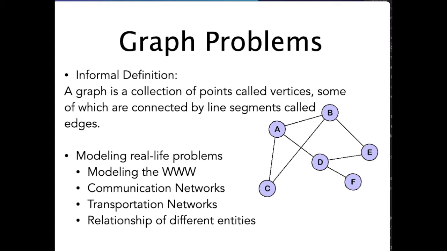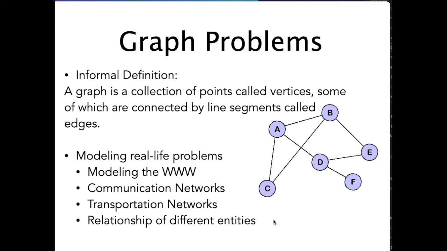Graphs are used to model real-life problems, and here are some of the examples. A graph can be used to model the World Wide Web. For example, this is a Wikipedia representation. Each vertex is a page, and there's a connection from one page to another if there is a reference between them. It could also be a model for a communication network, where the vertices could be computers, smartphones, or some IoT device, and there's a link connecting two devices if the two can communicate.